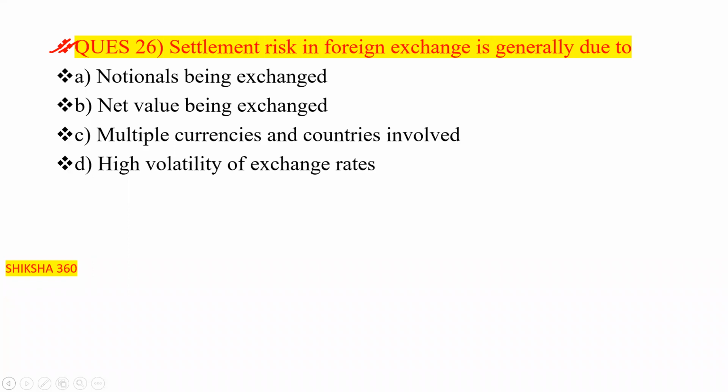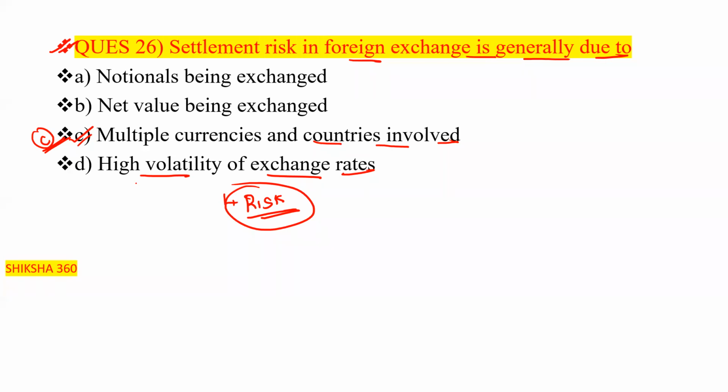Settlement risk is due to multiple parties being involved, along with multiple currencies and countries. Settlement risk in foreign currency is generally due to the multiple currencies and countries involved. So option C is the correct answer. High volatility of the exchange rate leads to market risk, not settlement risk.